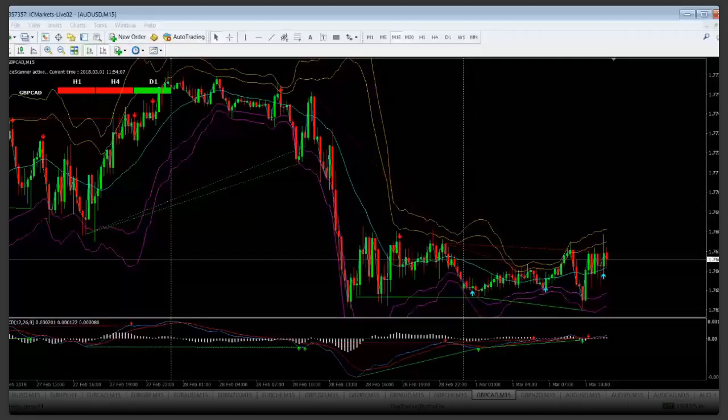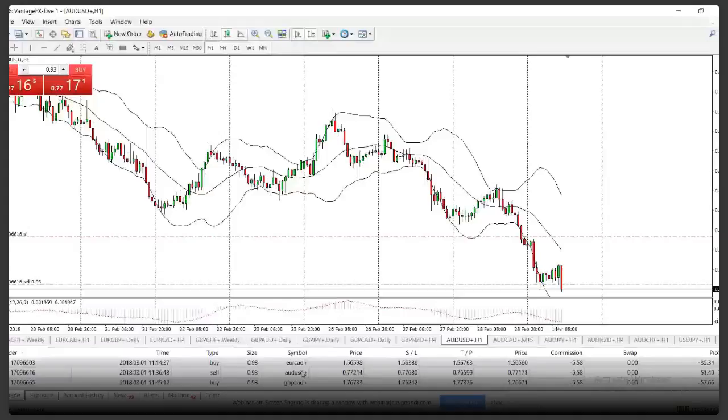Just show you today's open positions so far. Just change the screen. You can see on the screen here we're in 3 trades at the minute: a buy on the Euro CAD, a sell on the Aussie USD, and a buy on the British pound CAD.